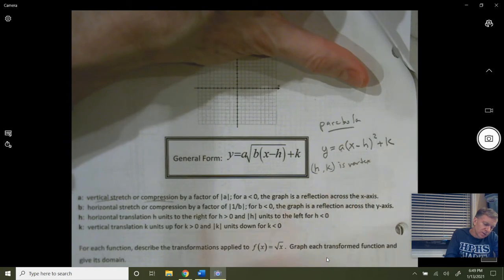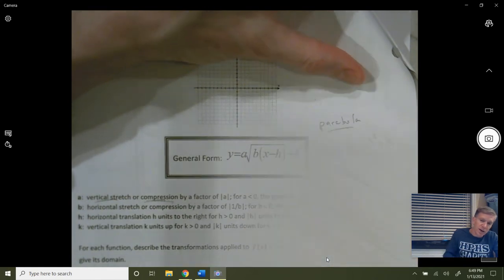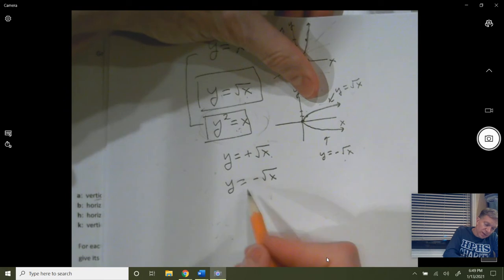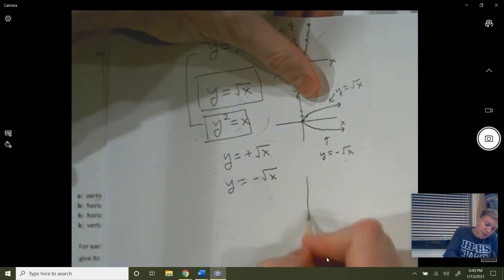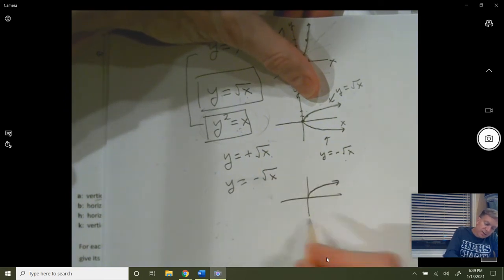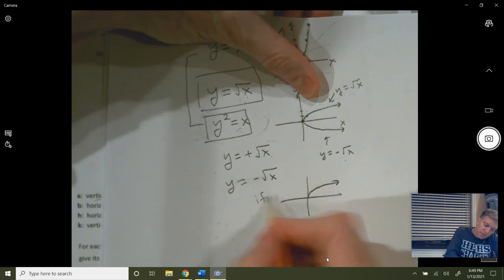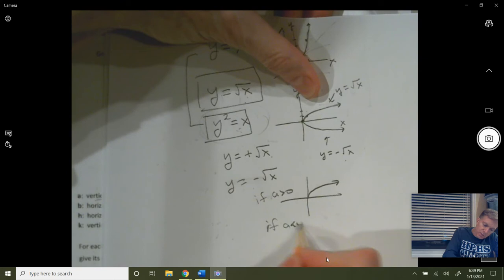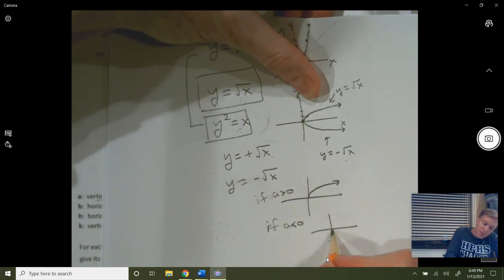Okay, and if a is greater than 0, we know the parabola opens up. For this, if a is greater than 0, we know we have the top half. If a is less than 0, we know we have the bottom half, or it's the reflection over that line, that axis of symmetry. Okay.